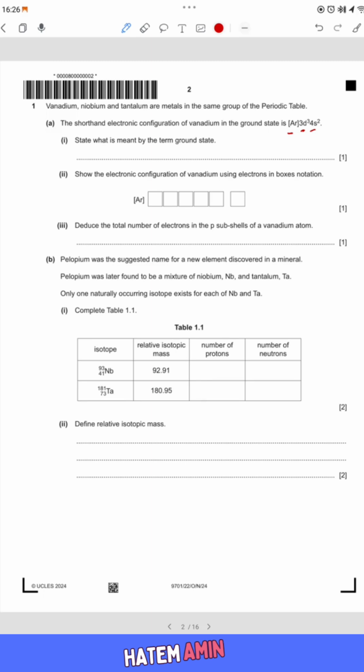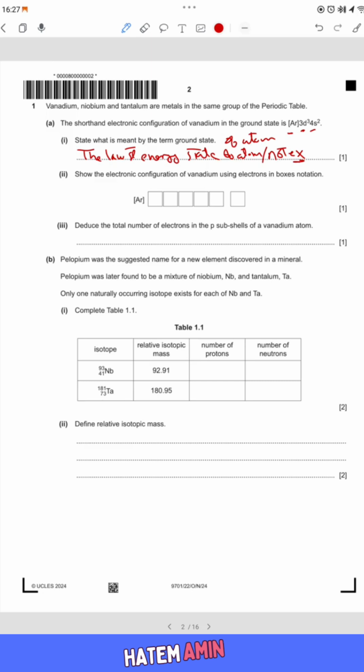The first question is: state what is meant by the term ground state. The question doesn't have any relation with the introduction; he's asking about the ground state of an atom. As we know, the ground state, or the natural state, is the lowest energy state of an atom, or not excited. Not excited means the electrons in the outer shell, the valence electrons, don't have any more or less energy, and they didn't change their places.